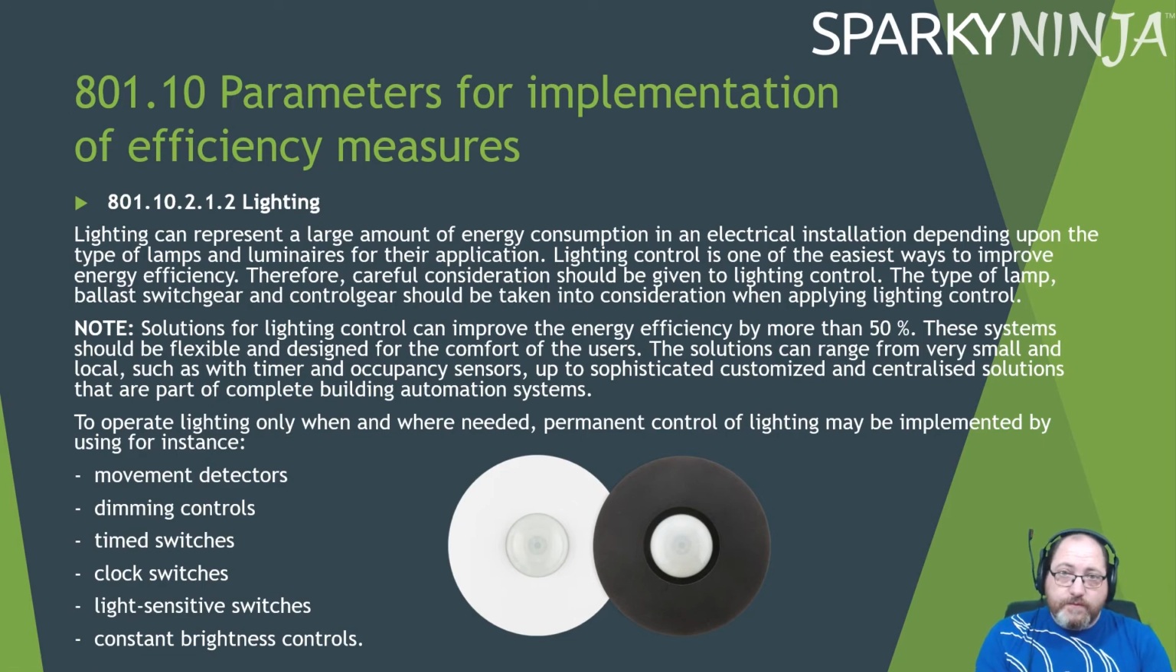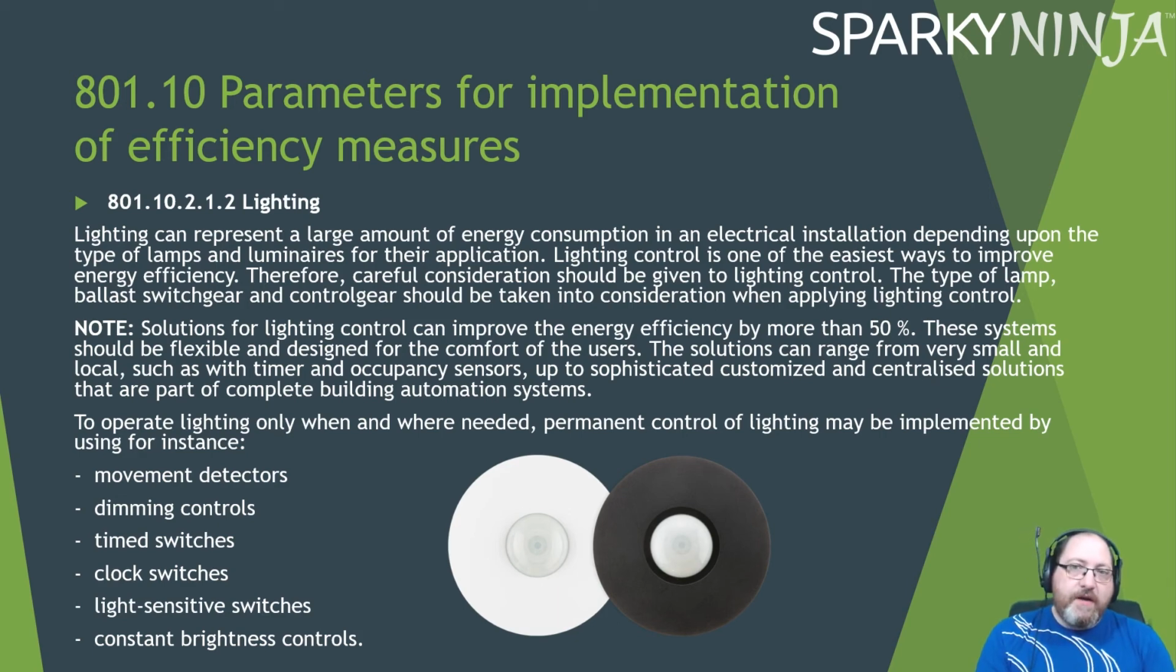Lighting. Lighting can represent a large amount of energy consumption in an installation depending upon the type of lamp and the luminaire for their application. Lighting control is one of the easiest ways to improve energy efficiency, therefore careful consideration should be given to the lighting control. The type of lamp, ballast, switchgear and control gear should be taken into consideration when applying lighting controls. Alright. There's a note there.